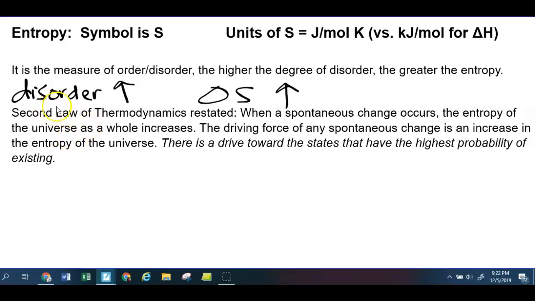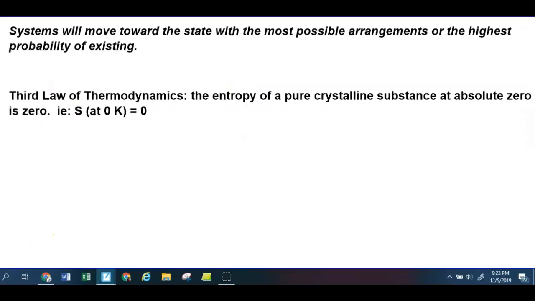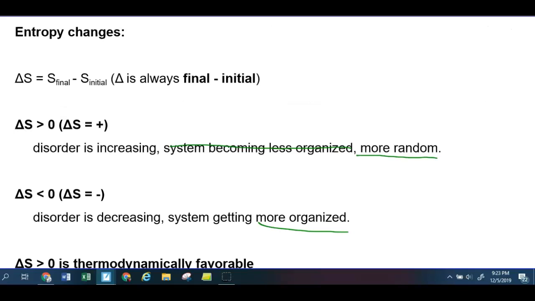I like to put this relationship down just to emphasize it, since we'll move toward the state with the most possible range and the highest probability of existing. So they're going to go to what's easy, normal, probable to exist. All right, so this is the first thing you want to write down on your green cards, and that would be this formula.